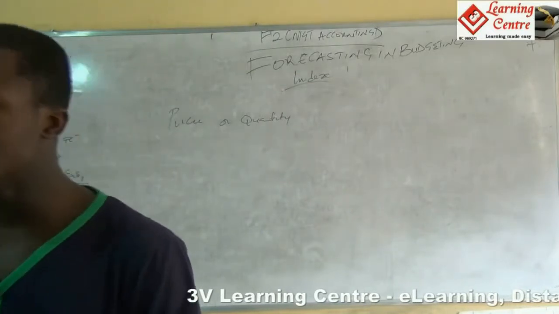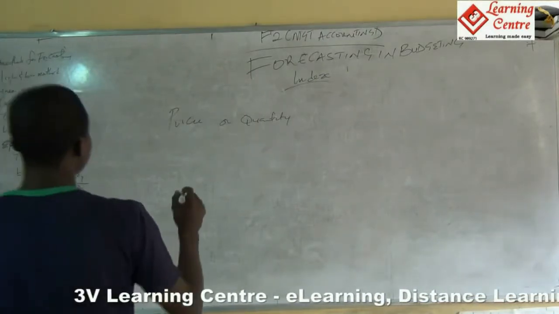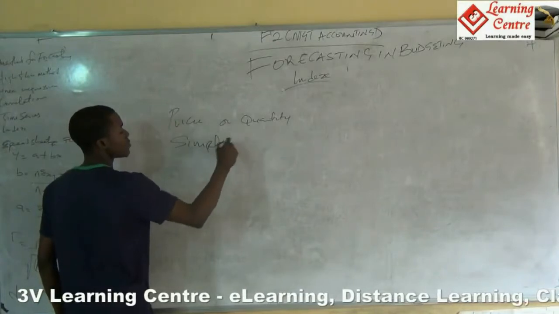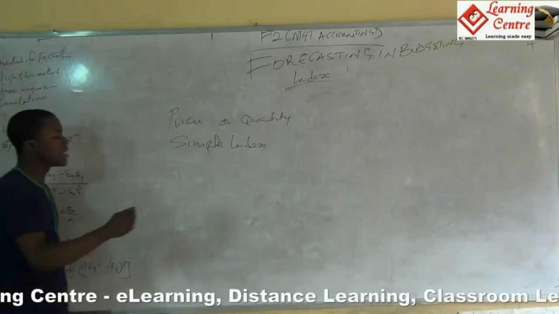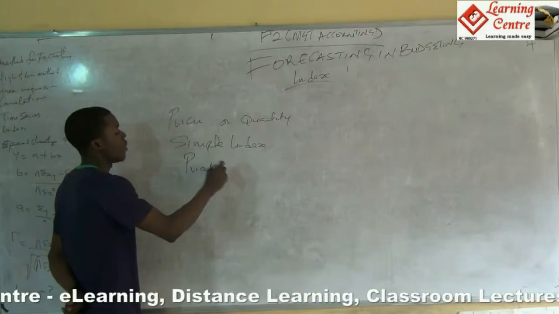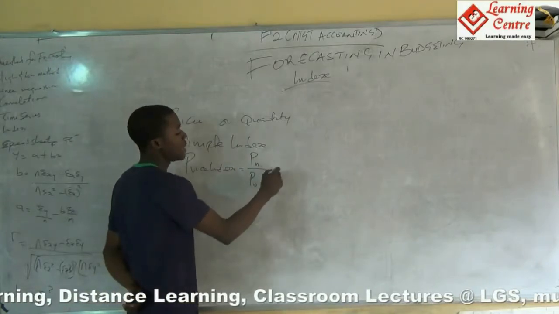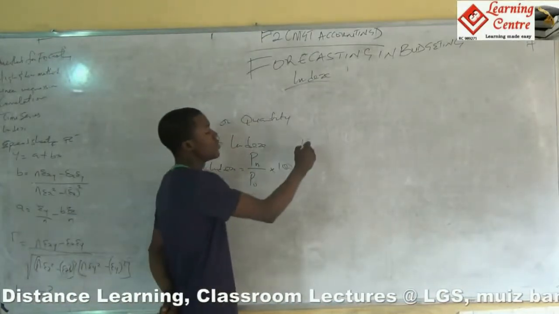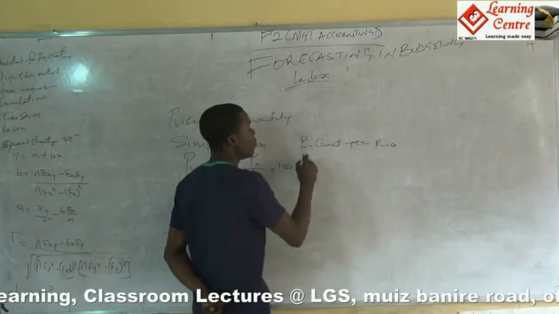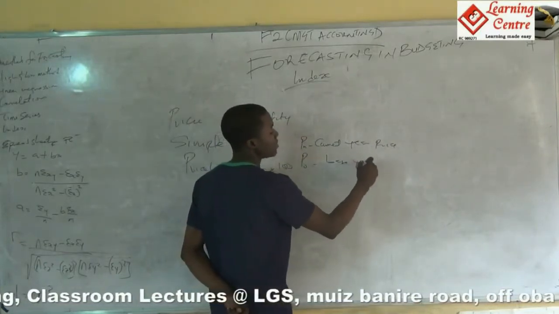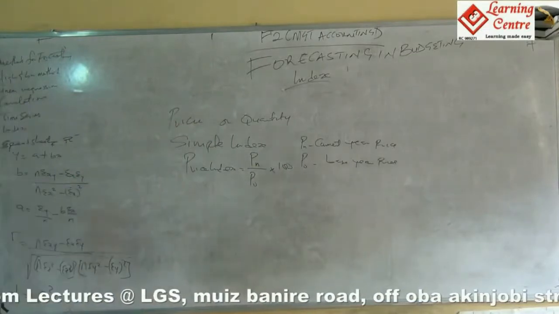Now, when you are measuring changes in price only or changes in quantity only, what we call that is a simple index. A simple index would have a price index. And that simple price index would be equal to Pn over P0 times 100. Pn is the current year price. P0 means the base year price. Anywhere you see n means the current year.